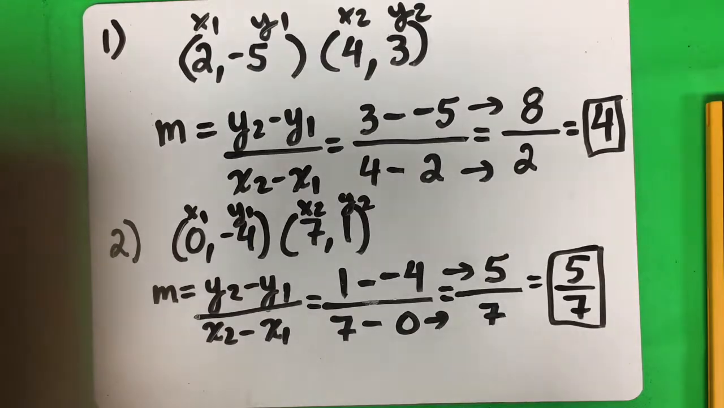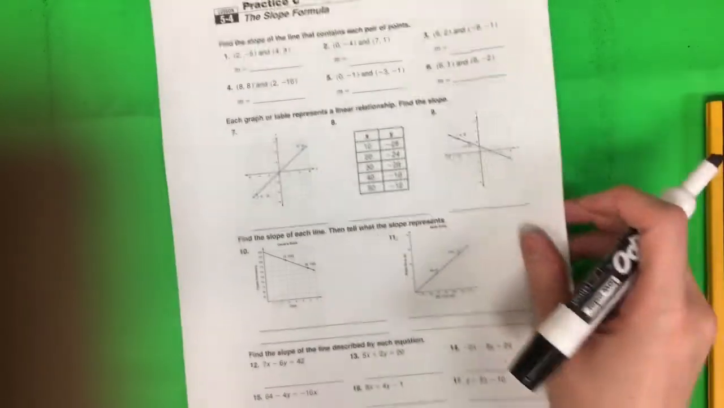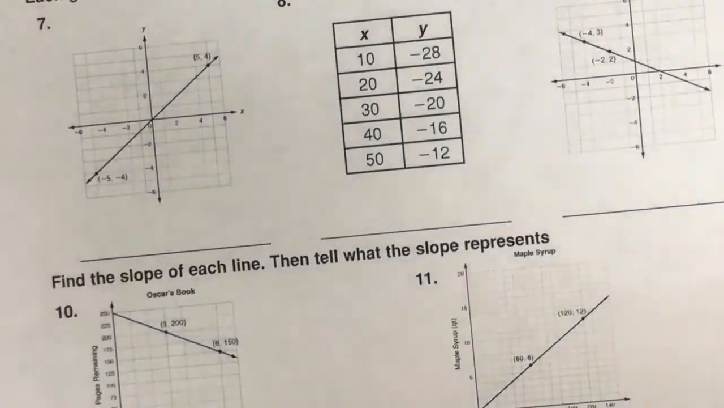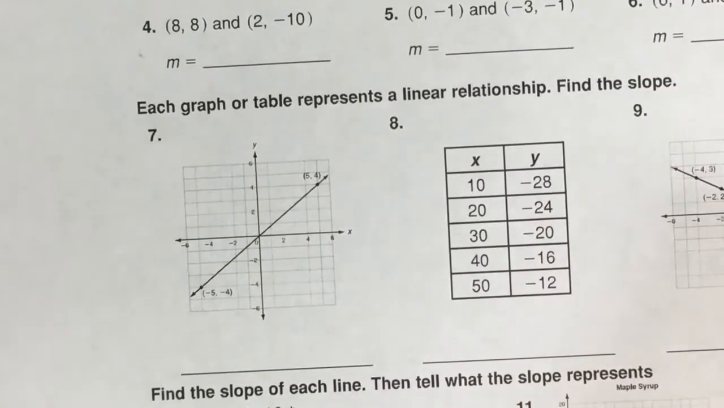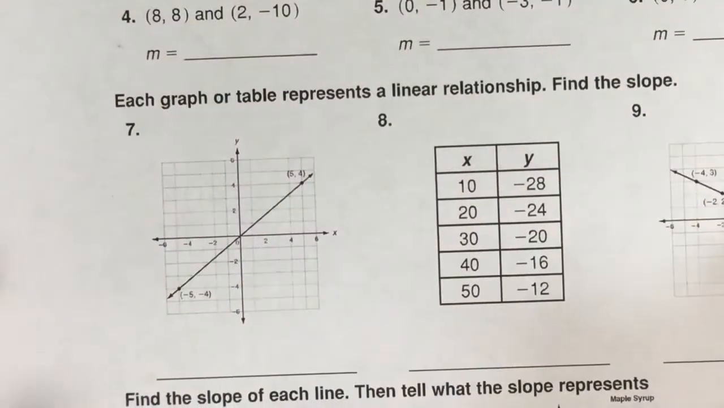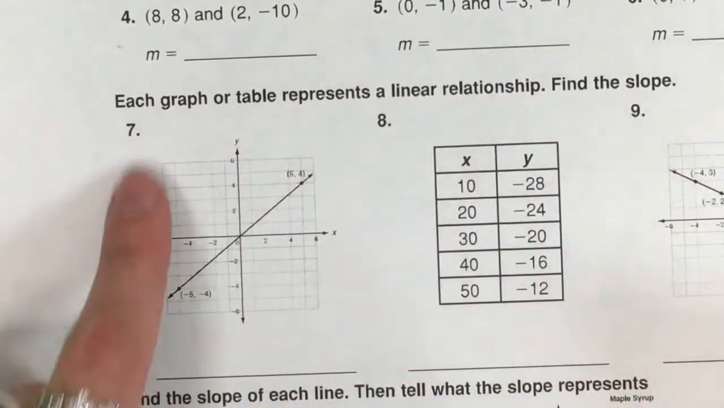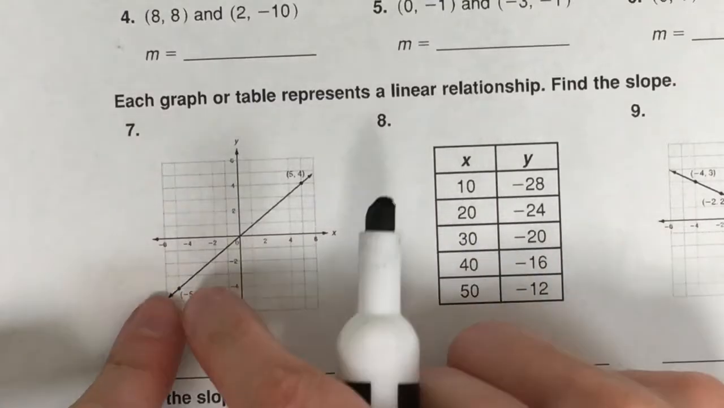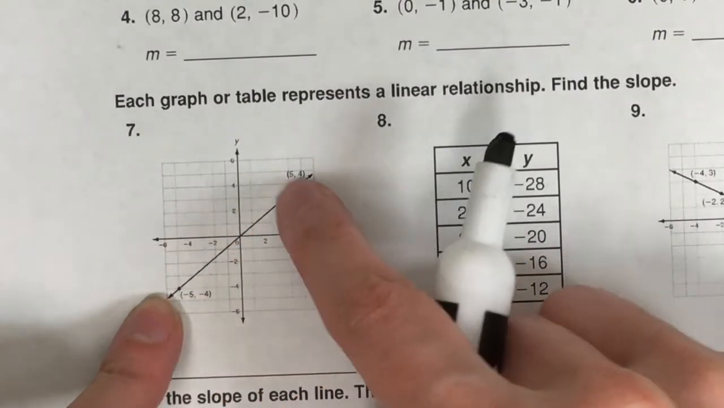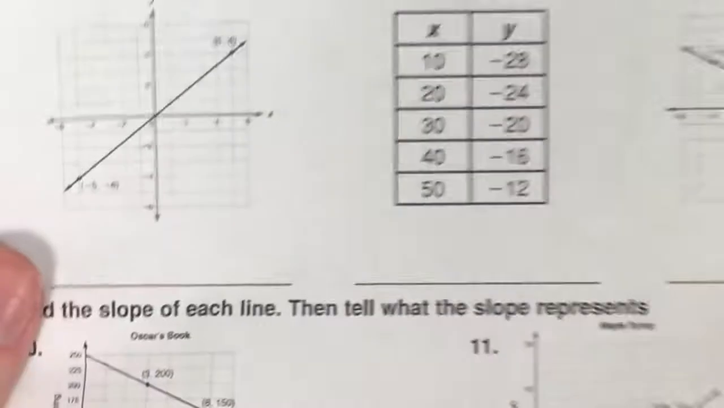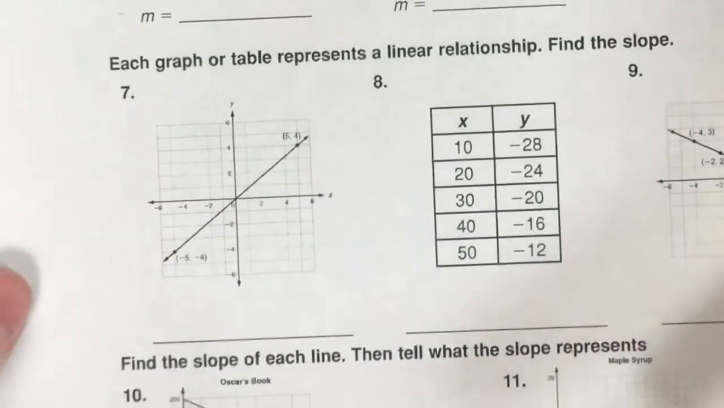Now, let's go ahead and find the slope on a graph. So, let's look at question number 7 here. They said, each graph or table represents a linear relationship. Find the slope. Here's my graph here. And whenever you have a graph, you need to pick 2 points. And I'm lucky because they gave me 2 points already. I don't know if you can see, but it's (-5, -4) and (5, 4).